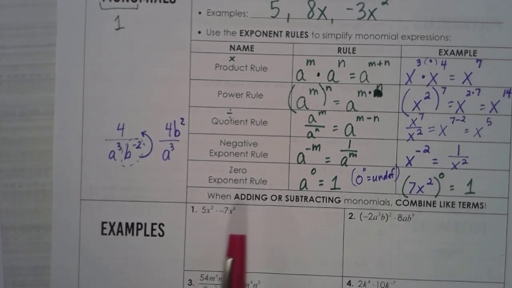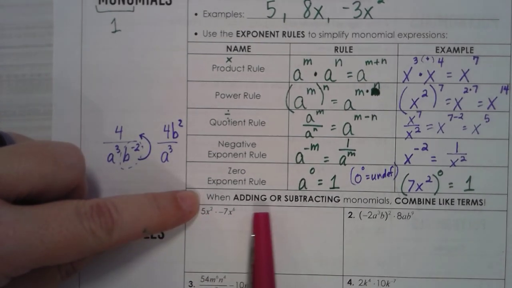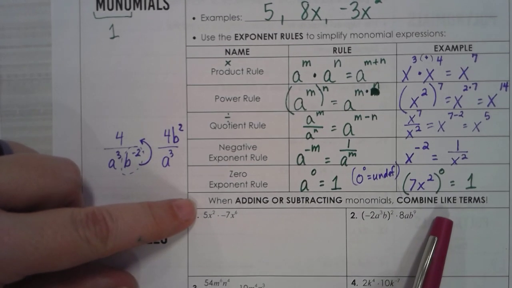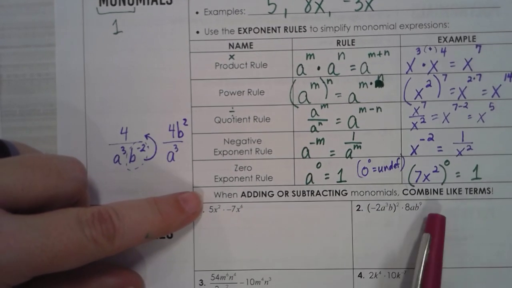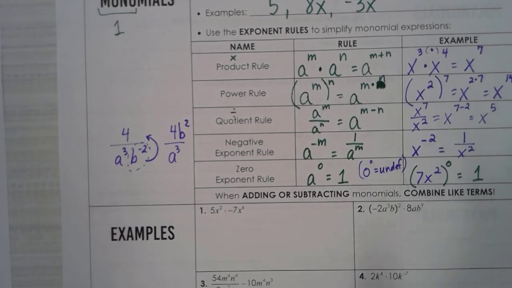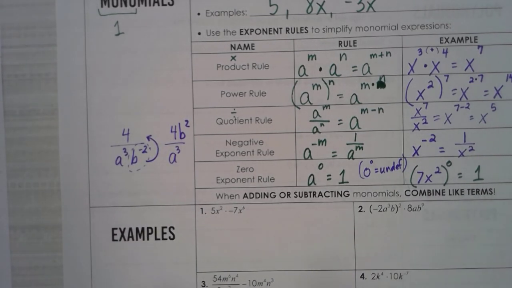Just a note, if we're going to add or subtract monomials, we need to make sure we're combining like terms. So they have to have the same variable and the same exponents, and then we can combine the coefficients, or the numbers in front. All right, so I'm going to grab a highlighter to make this a little easier to visualize as we refresh our memory.